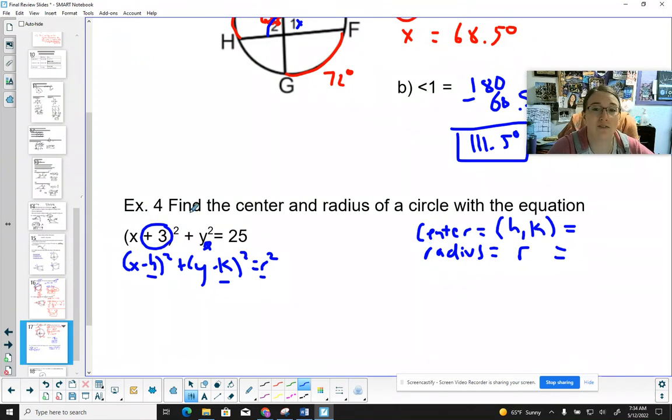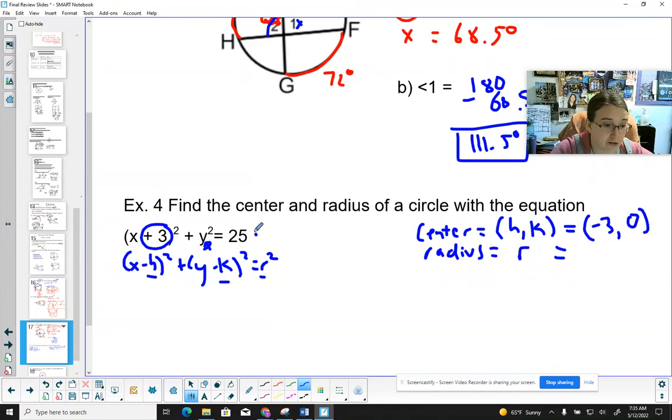There's nothing with y. However, guys, remember, these are magic changing parentheses. The equation is x minus h, and I have a plus 3. That means that actually when I pull my center out, it's going to be a minus 3. Whatever you see in parentheses is the opposite. And again, because we don't see anything in parentheses with y, that second number is going to be 0.